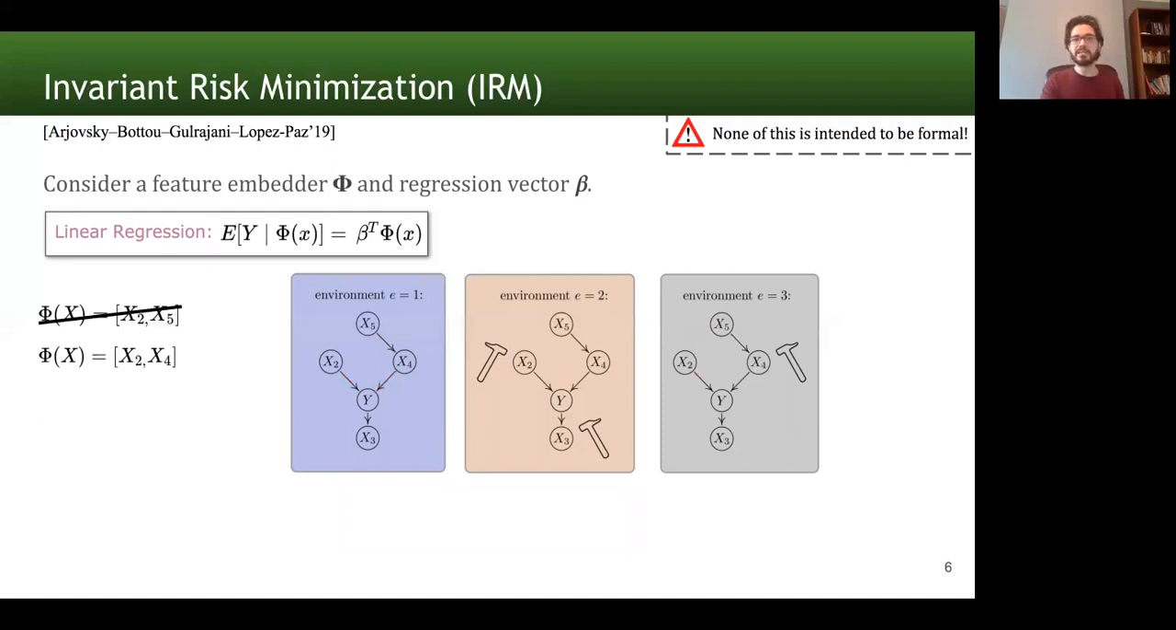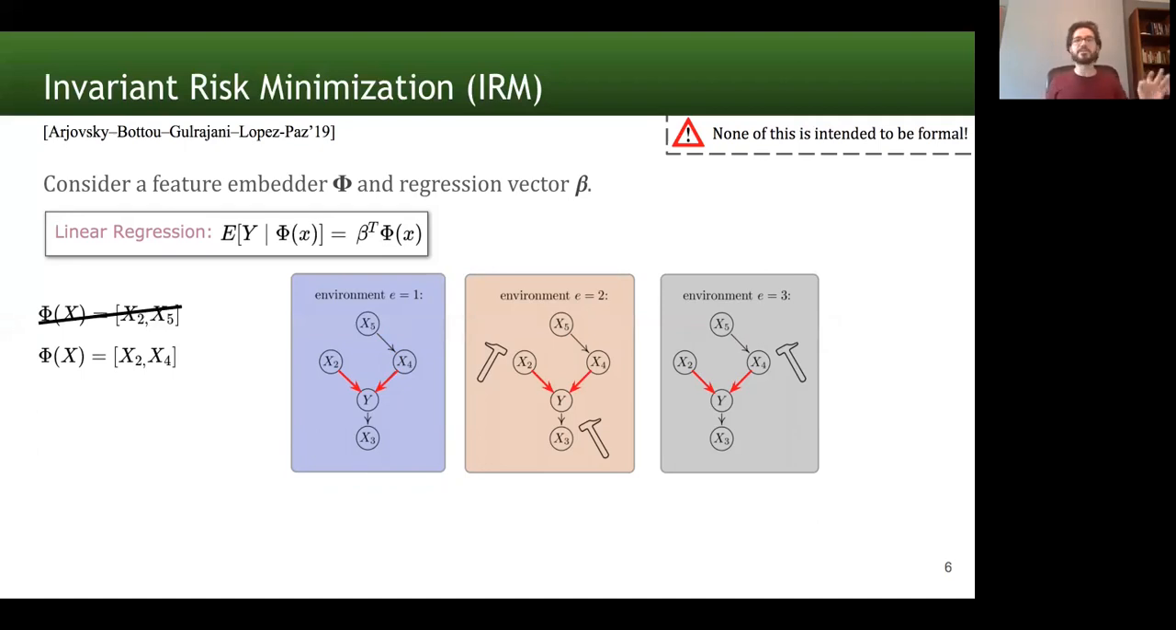So we instead consider what happens if we recover x2 and x4, which in this case happen to be the direct parents of the target variable y. We can see here that the functional mechanism by which y is generated as a function of its parents is invariant as long as y is not directly intervened upon.